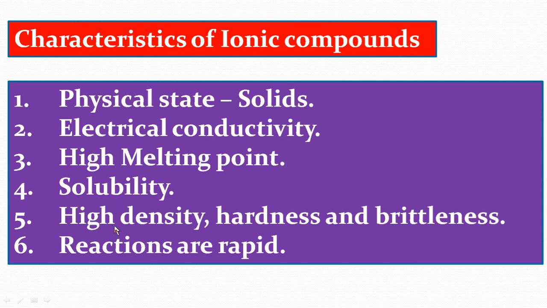Ionic compounds have high density, are very hard, and are highly brittle, so they are easily breakable. These ionic compounds undergo ionic reactions, and ionic reactions are rapid. Rapid means fast and also instantaneous. So these are the characteristics of ionic compounds.